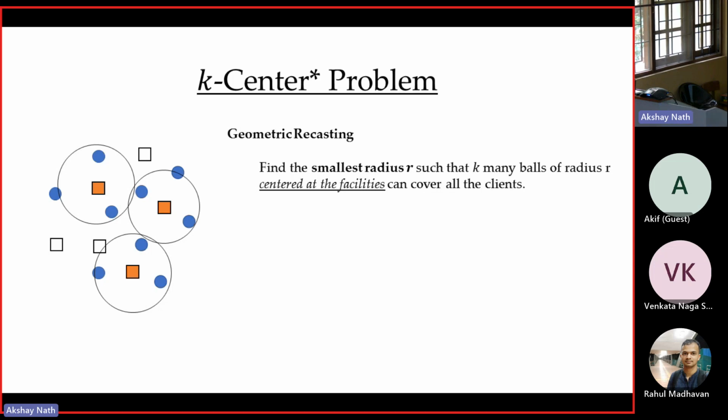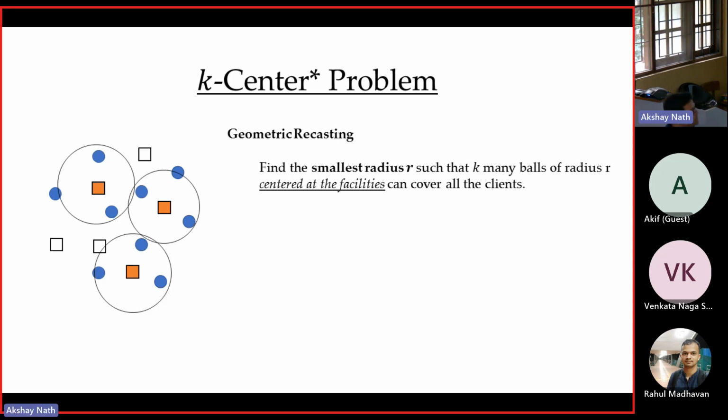The asterisk is for the experts. The experts might say this is not the k-center problem, but it's called the k-supplier problem. The k-center problem is actually the special case when F, the set of squares, is equal to the set of circles, so F is equal to C. But let's just forget that. This is the problem, and I'm going to call this the k-center problem.